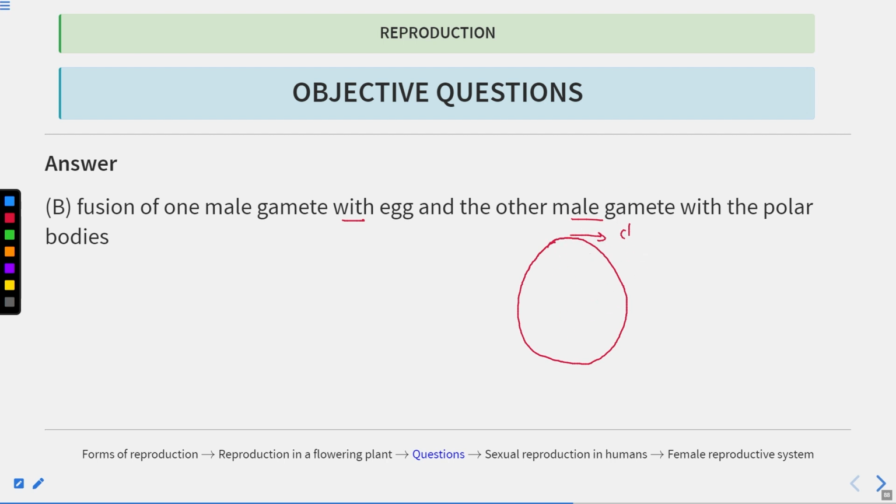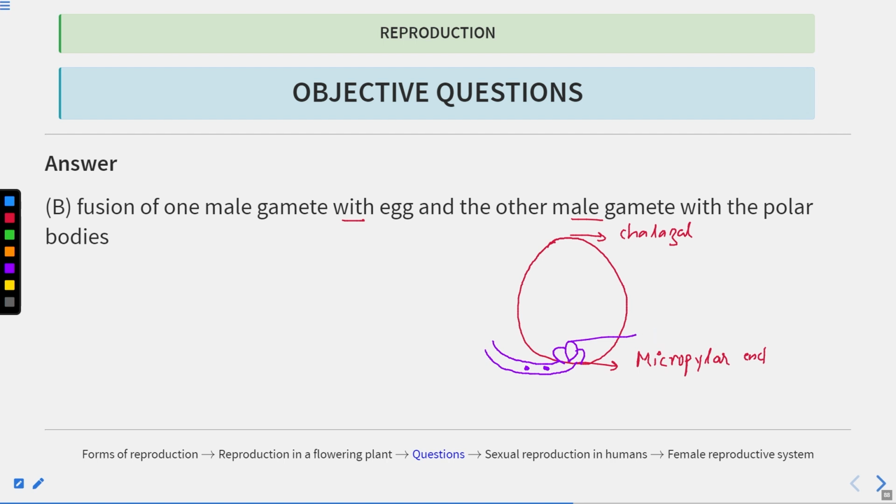So this is the chalazal end. This one is the micropylar end. So what happens during double fertilization? The pollen tube enters through here, through the micropylar end. This is the pollen tube and it carries the two male gametes. At the micropylar end, what is present? This is the egg cell.